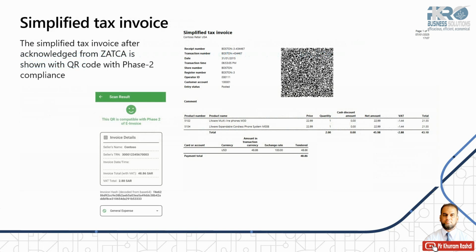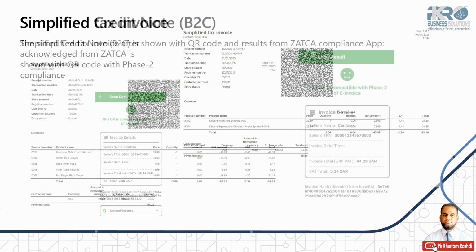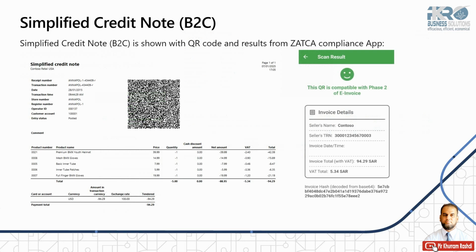Next, here you can see a simplified tax invoice. In a sample company, you can see there is a QR code shown here, and the ZATCA application scans this to be perfectly phase 2 compliant. So this is a sample simplified tax invoice which is ZATCA phase 2 compliant. The next one shows the simplified credit note, which is also ZATCA compliant: on the right hand side, ZATCA phase 2 compliant, and on the left hand side the simplified credit note. These are just sample values to demonstrate the solution.